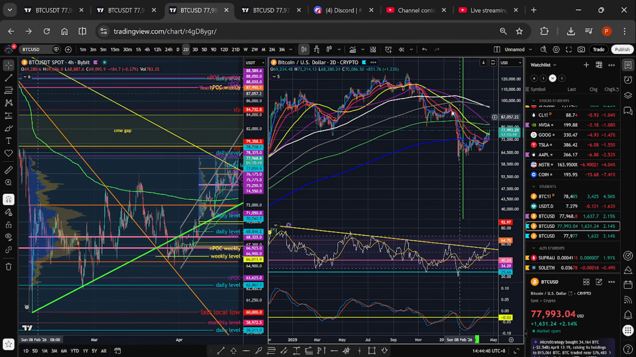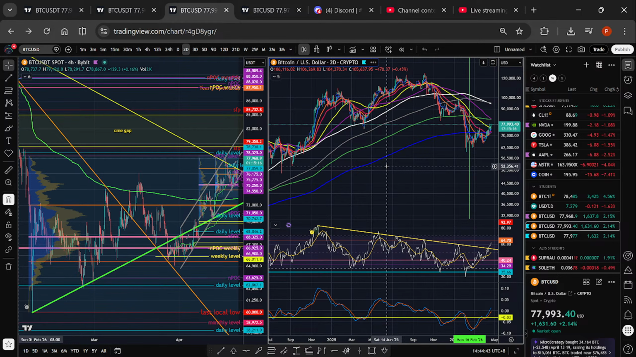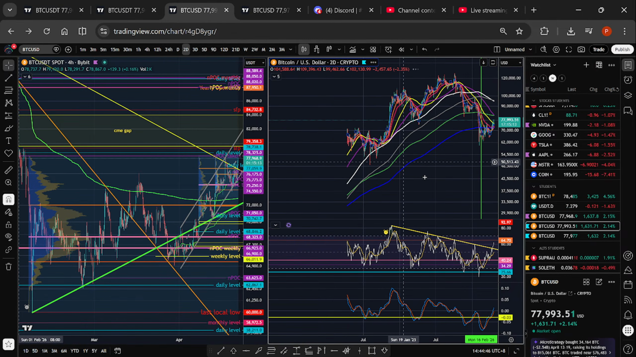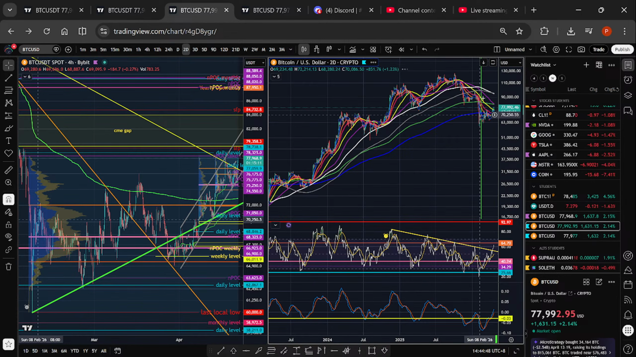So we're going through the yellow. That on through there. Downtrend.